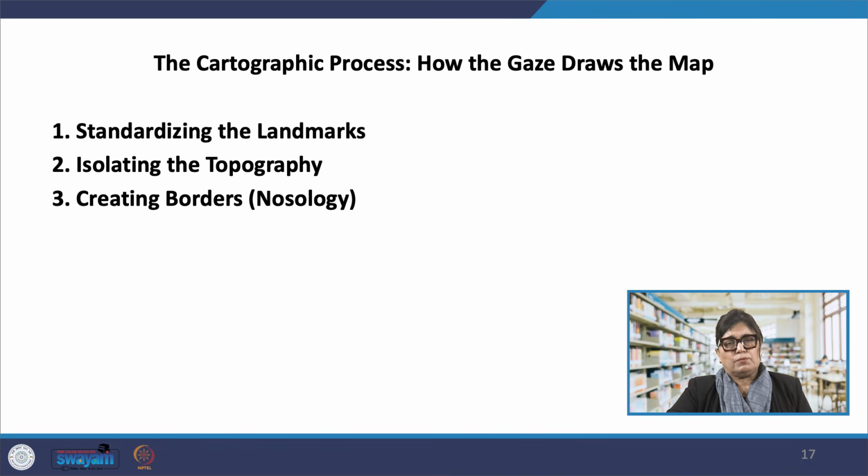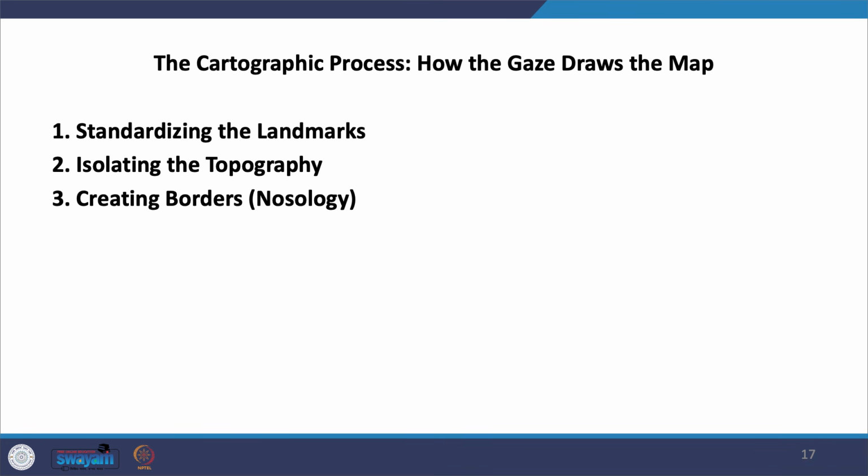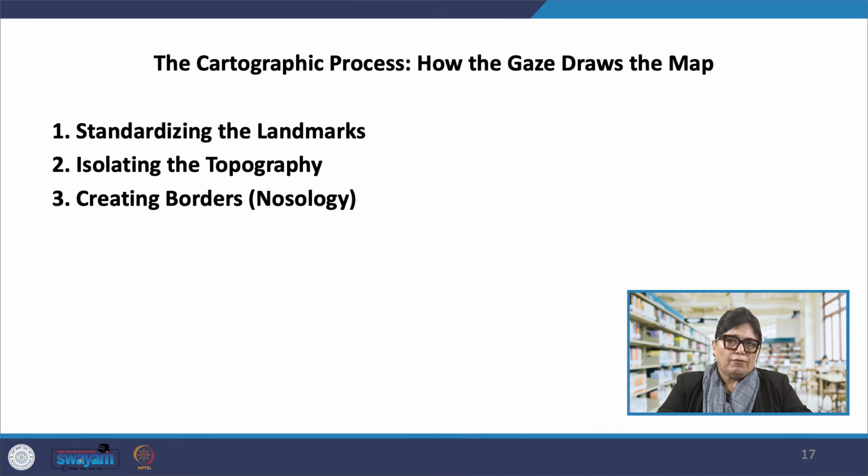Coming to the cartographic processes, how the gaze draws the map. The medical gaze acts as a filtering grid, performing specific map making operations on the patient's body and story. And under this category, the first aspect is standardizing the landmark. Now, the gaze strips away local metaphors. If a patient says, "My heart feels like an overtuned guitar, strange snapping," the gaze flattens this poetic description. It maps it instead onto standardized coordinates, tachycardia or atrial fibrillation, isolating the topography like a topographic map that completely ignores trees and cities to focus exclusively on elevation.